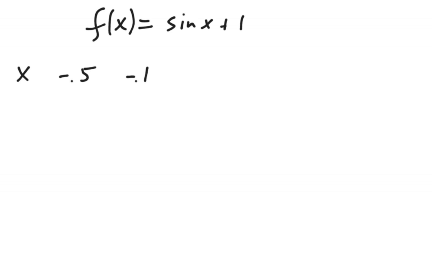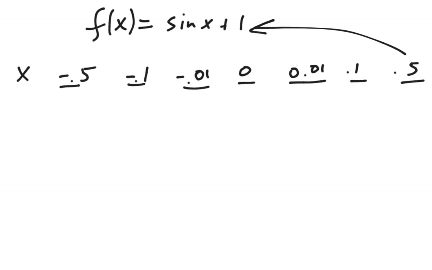Let's take the example, f of x equals sine of x plus 1. And I'm going to take a few x values. We're going to take x equals negative 0.5, negative 0.1, negative 0.01, 0, 0.01, 0.1, and 0.5. And now, what if I told you that you could plug in all of these numbers into this function and estimate the actual value of that function to within like 4 decimal places without a calculator?